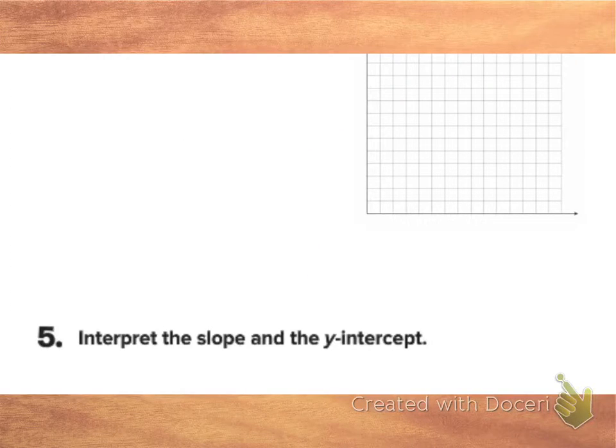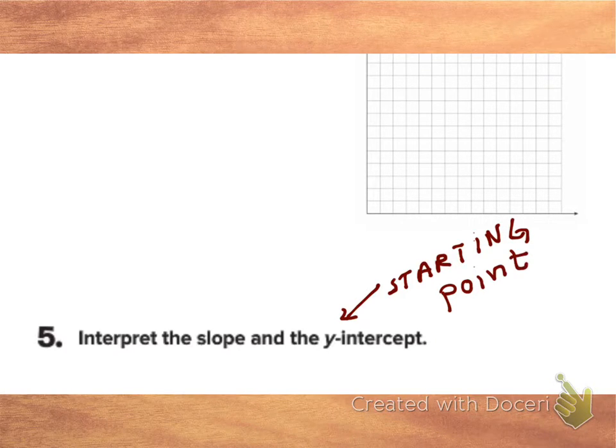Now looking at number 5, interpreting, I'd like you to mark down, with regard to the graph that we just did, that your y-intercept is your starting point. So in a story, the y-intercept is quite often your starting point or your beginning value. And then the slope is your rate. Slope is your rate, or in a story it is often just listed as the multiplier.